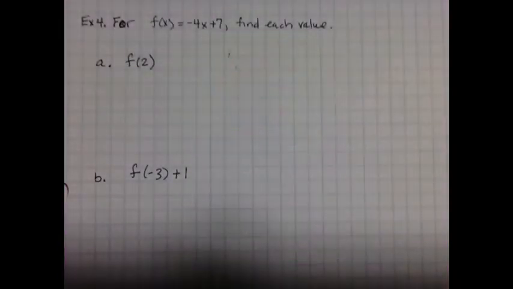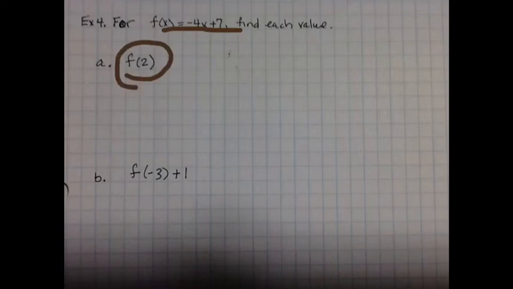Okay, so here are two examples, or one example, example 4 with two sections, where we can really explore this idea of function notation. So remember, this up here is really just y equals negative 4x plus 7. And this is basically saying, what is y when x is equal to 2 in this equation? So what I'm going to do is replace every x in the equation with the number 2.